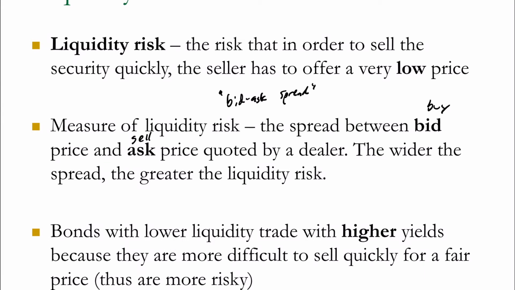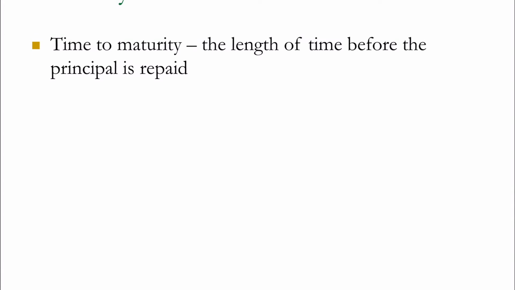So bonds with lower liquidity actually trade with higher yields because they're more difficult to sell quickly for a fair price, thus they are more risky. So in the event that you need to convert that bond into cash, it's more difficult to do so without taking a loss in value. You require a higher yield on that particular security. So next type of risk premium is the maturity risk premium.